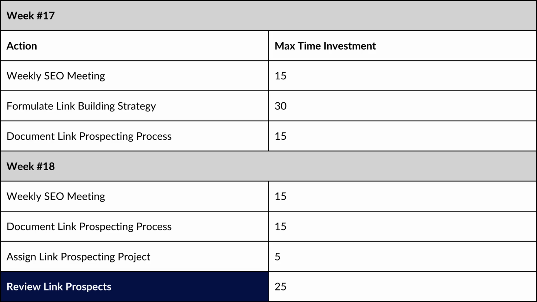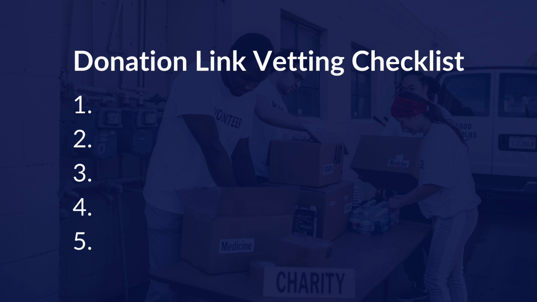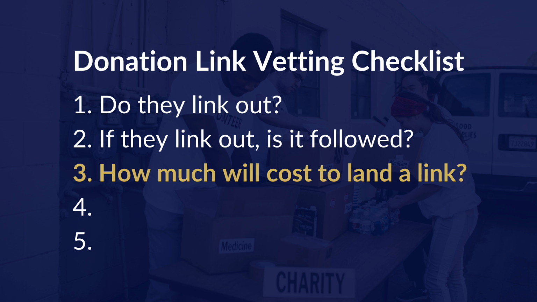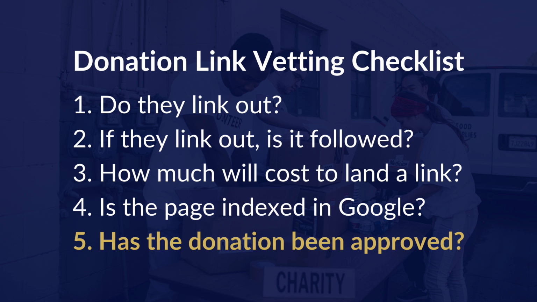So in weeks 17 through 20, you'll focus 100% on backlink acquisition. For a local campaign, it's best to focus on localized opportunities before moving to national. Start by looking for local donation opportunities, but use the following criteria. Number 1, do they link out? If no, ignore it. Number 2, if they link out, is it followed? Number 3, how much will it cost to land a link? Number 4, is the page indexed in Google? Number 5, has this donation been approved by the client?